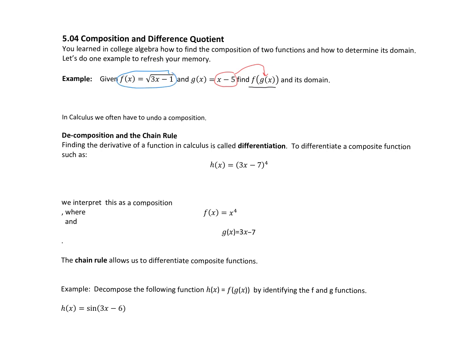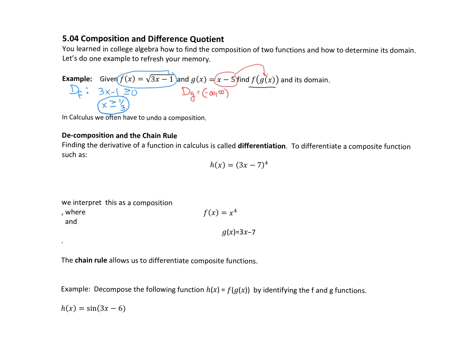Before we get started, let's find just the domain of our f of x function. We know that 3x minus 1 has to be greater than or equal to 0. Moving the 1 over and dividing by 3, we get x has to be greater than or equal to 1/3. That's the domain of f of x. Over here, g of x is just a polynomial, so the domain of g of x is all real numbers, so minus infinity to infinity.